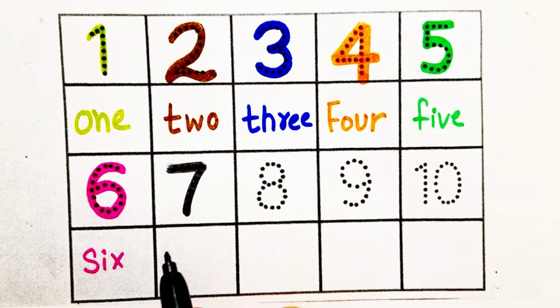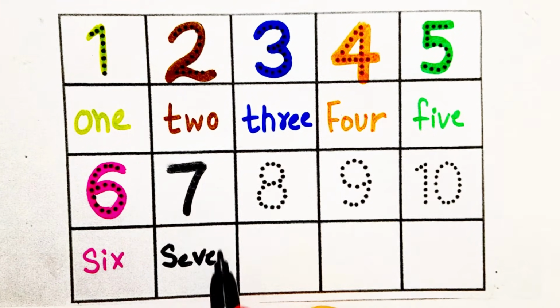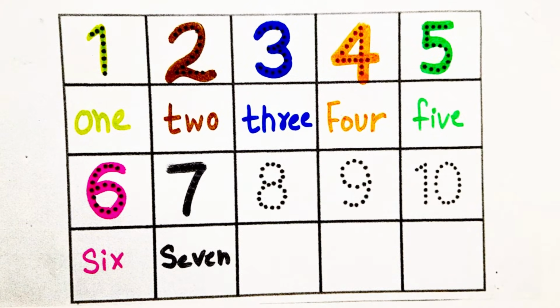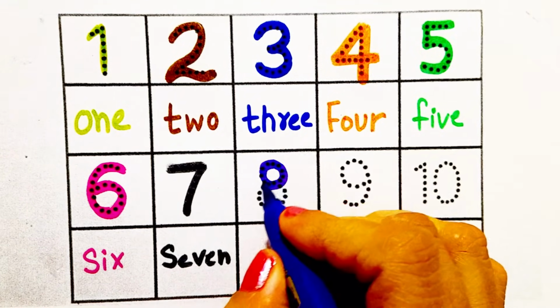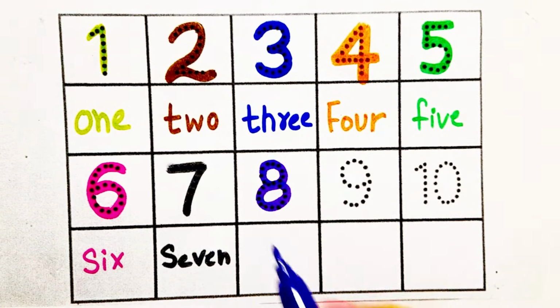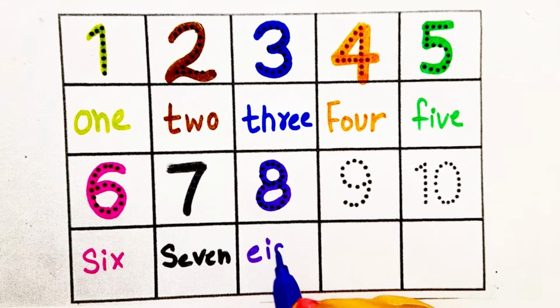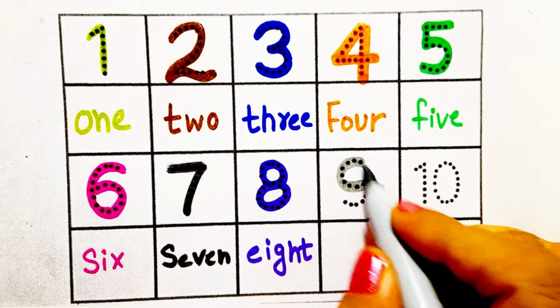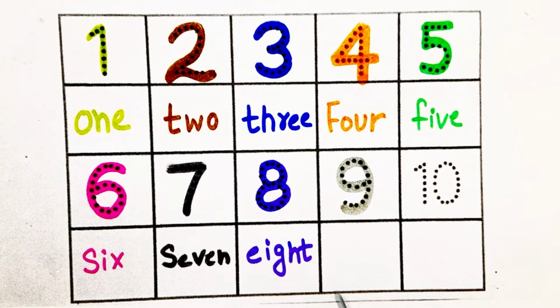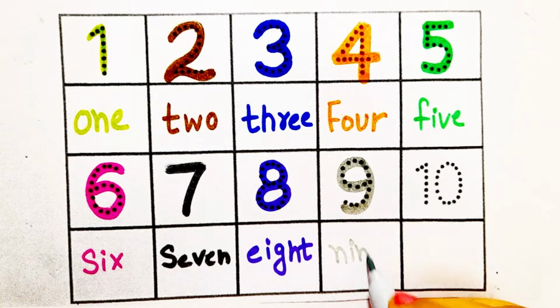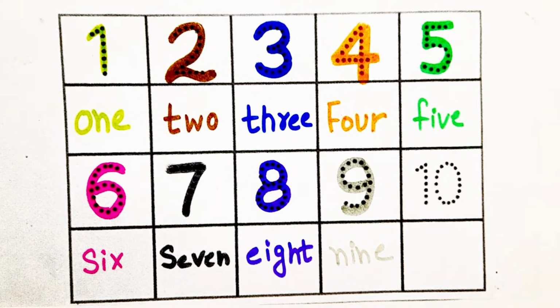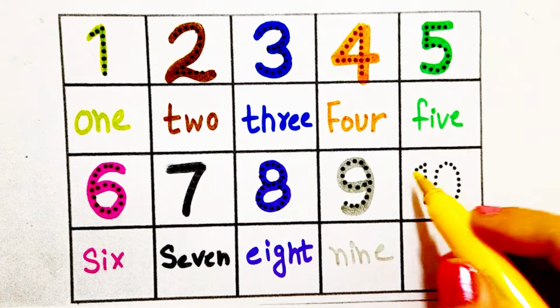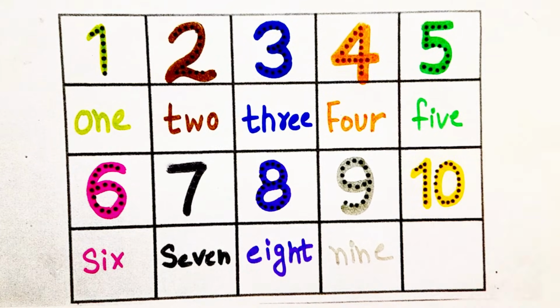Next number is number 7. Number 7, S-E-V-E-N, 7. Say S-E-V-E-N, 7. Number 8. Number 8, E-I-G-H-T, 8. 9. This is 9. N-I-N-E, 9. N-I-N-E, 9. 10.